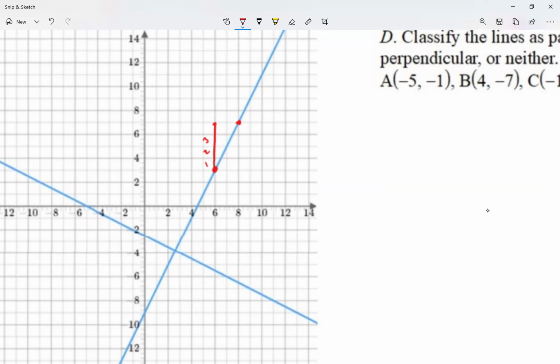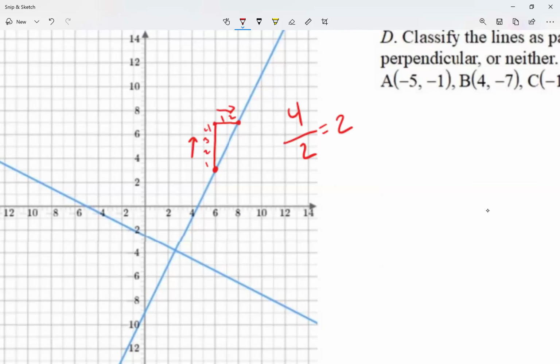1, 2, 3, 4. So my slope on this one is positive 4. The top number is positive 4 because I went up 4. If I would have gone down 4, then it's negative, right? I went up 4. And then I'm going to travel to the right 2 squares. If I would have traveled to the left, it's negative. But here, 4 over 2, 4 divided by 2, isn't that 2? So the slope of this line is 2.